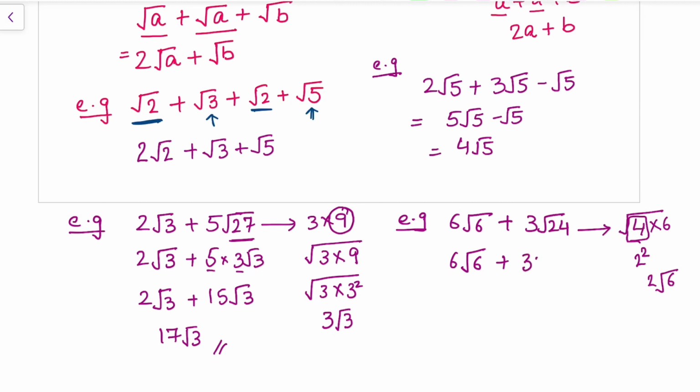So it becomes 3 times 2 square root of 6, which is 6 square root of 6. Now we are left with 6 square root 6 plus 6 square root 6, which gives us 12 square root of 6. Great. I hope this makes sense.